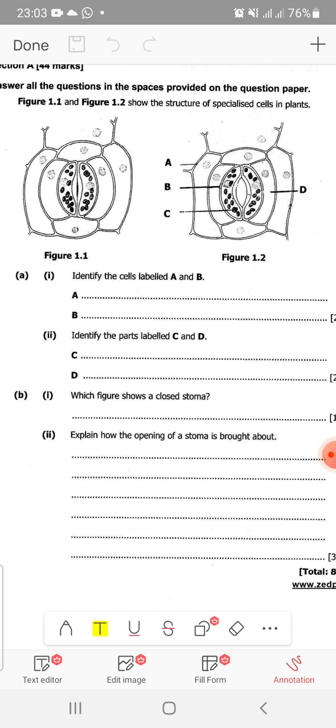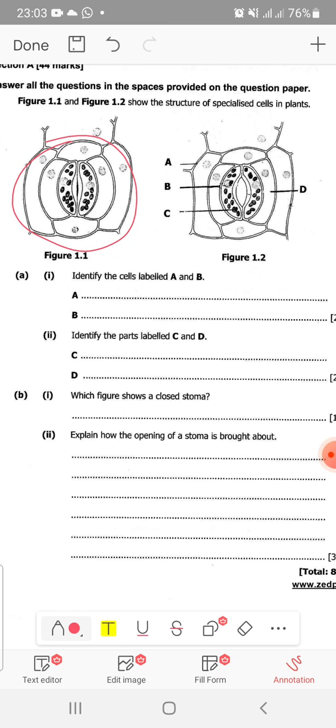From the look of the diagram, these are guard cells. This guard cell here shows that the stomata is closed, while this one shows that the stomata is open. So that's what you need to know about these two: one with an open stomata, the other with a closed stomata. Question A, identify the cells labeled A and B.